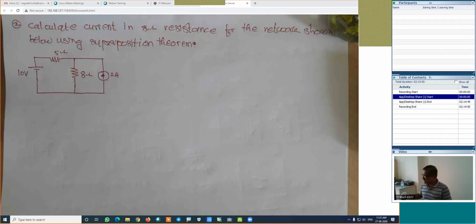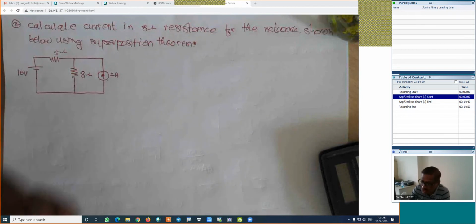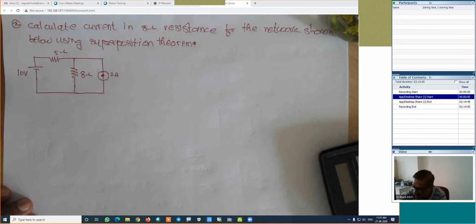Now, how many sources do we have in this figure? In this figure, we have two sources. Is it right? We have two sources. One is the voltage source, another is the current source. Means we have to consider two cases.